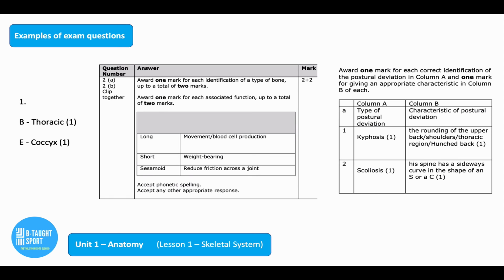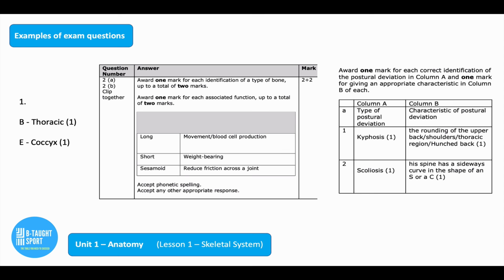So there are long, short, sesamoids you could have had. You could have had movement or blood cell production for long, weight bearing for short, or reduced friction across the joint for sesamoid. Obviously, if you had any other answers that we had in the video today, you're allowed to give yourself a tick as well and give yourself a mark. For example, irregular for movement or for protection would have been absolutely fine. There are 4 marks up for that one.